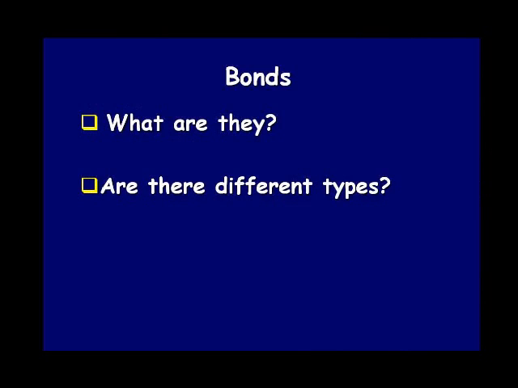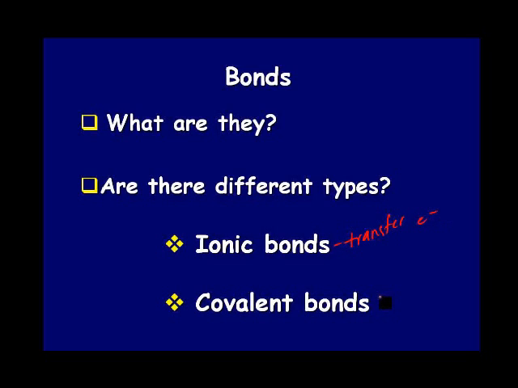So what are they? Bonds are forces that hold groups of atoms together that allow them to act or function as a single unit. There are different types. There is the ionic bond, which is a result of transferring electrons. And there are covalent bonds, which is a result of sharing. We'll talk more about covalent bonds later.